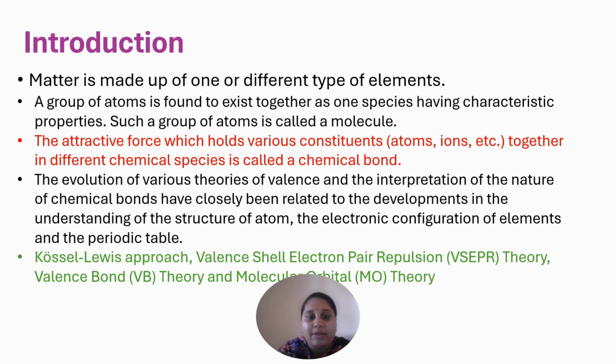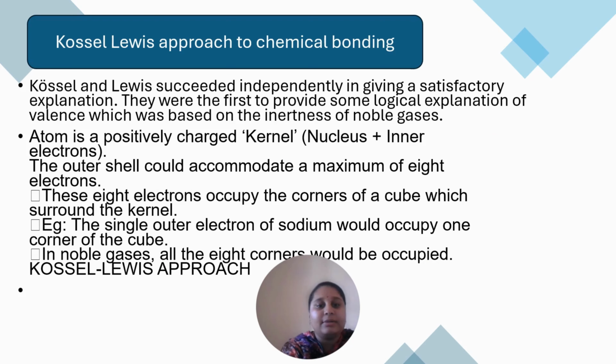They both gave a special contribution for the atom and their valencies. They provided the logical explanation of valencies, called kernels: nucleus plus inner electrons. And the outer shell electrons could accommodate a maximum of 8 electrons. So the outer electron of sodium will occupy one corner of the cube, and in noble gases, all the 8 corners will be occupied.